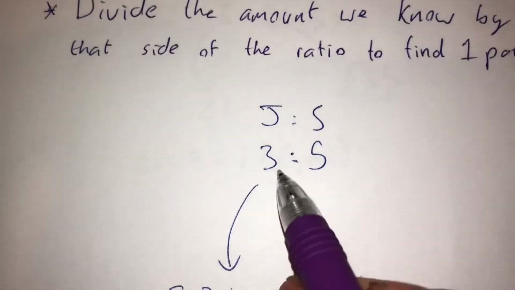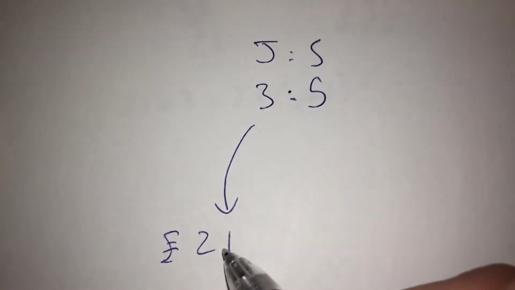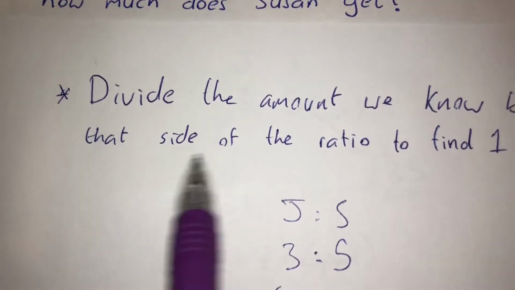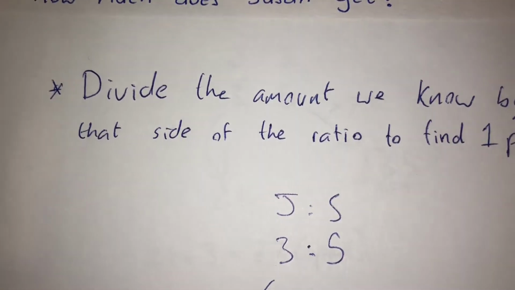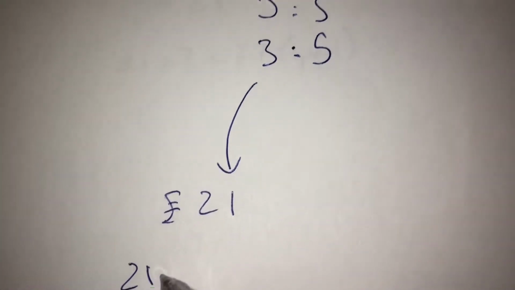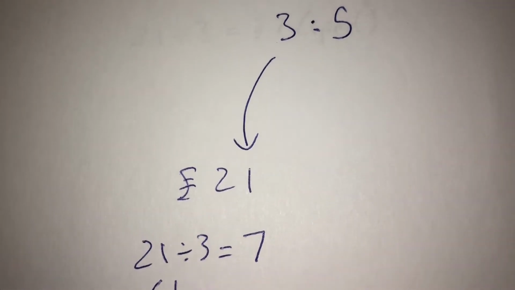Okay, so that means that Jim's getting 3 parts of the ratio, so 3 parts is 21. So again, referring back to what this tells us to do, divide the amount we know by that side of the ratio to find 1 part. So we're dividing 21 by 3. So 21 divided by 3 is 7, and that tells us what 1 part is.